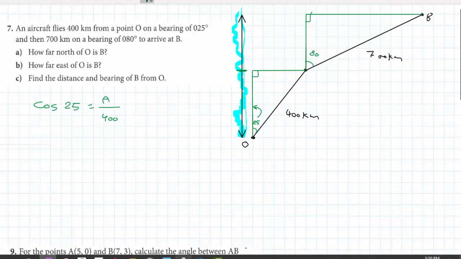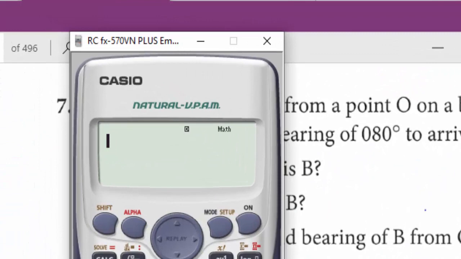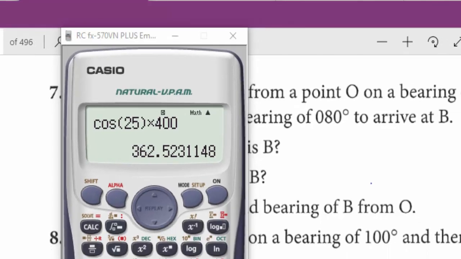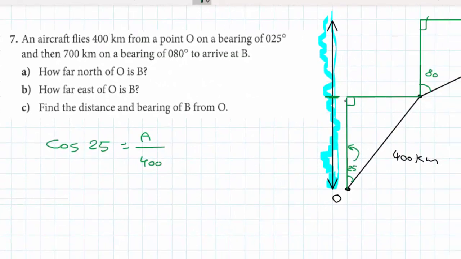Then using my calculator, cosine of 25 times 400 straight away gives the length. 362.5, we can simply say 363. Then A is 363. These are all in kilometers. This is also in kilometers. We got this much is 363. Let's get the other one.